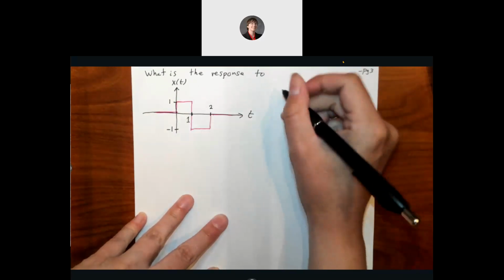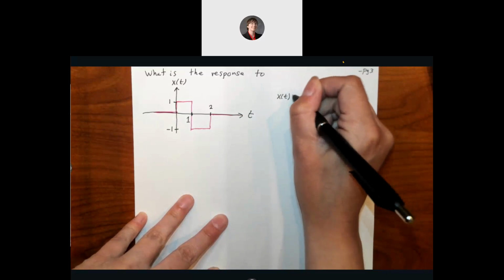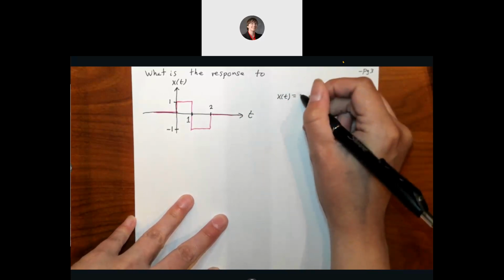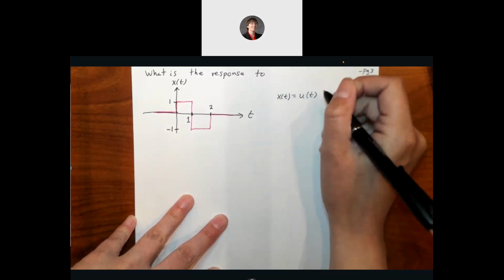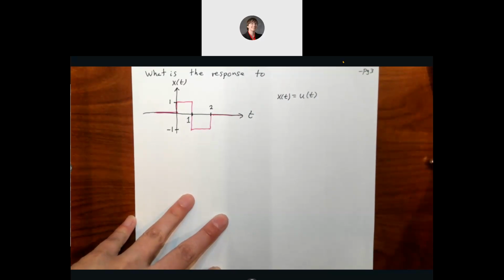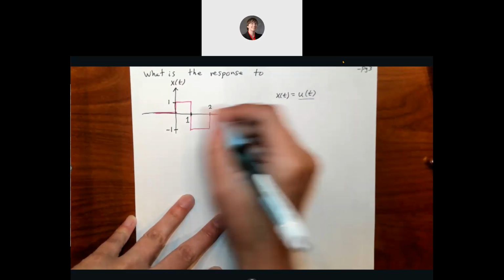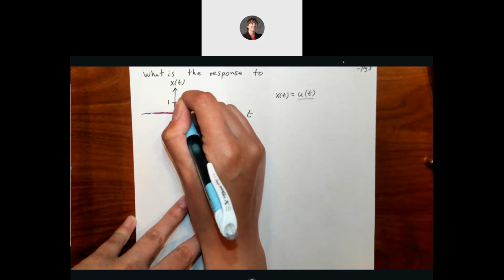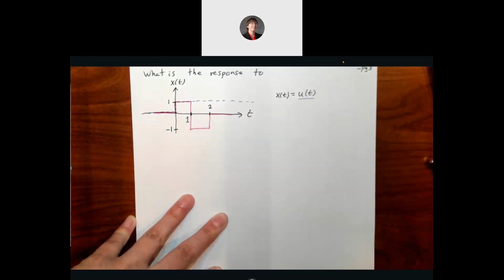Why is that? Because if we look at x of t, we can recognize that x of t looks like a u of t, as if I indicate each of these here. That would be our u of t.